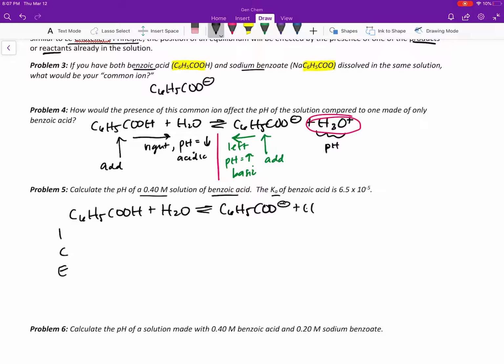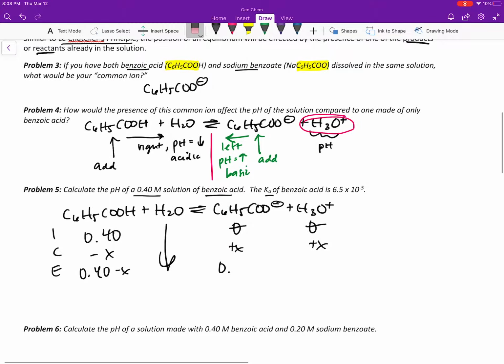And that's going to leave me with hydronium, which is the pH contributor. No water. I'm starting with 0.4 molar, none of the benzoate, none of the hydronium. The reaction's going to shift to the right, just like always, because there are no products and the reactants need to be consumed to produce the products. So we'll subtract from the left and add to the right.